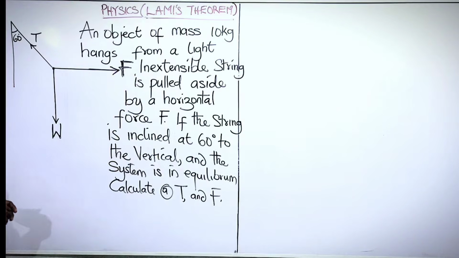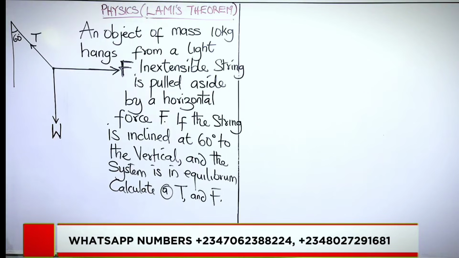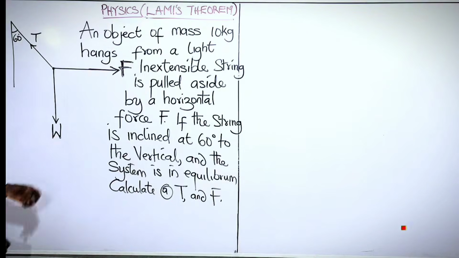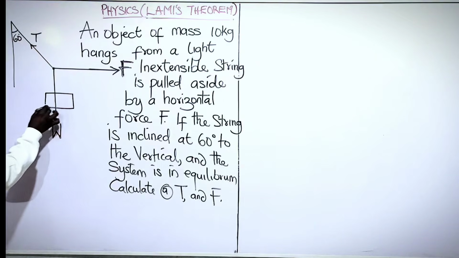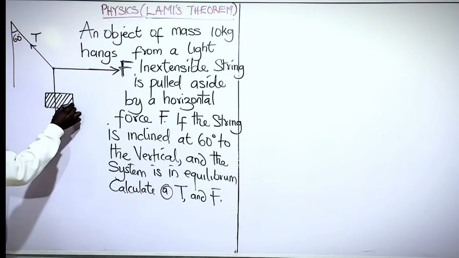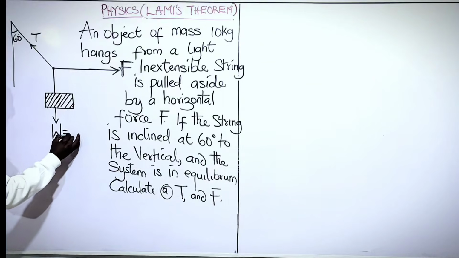If the string is inclined at 60 degrees to the vertical, which is this one, and the system is in equilibrium, we calculate the value of T and the value of F, and this is the weight. We are told that an object of mass 10 kg hangs, so let's assume that this is where the object is hanging from, and the weight there is mg.